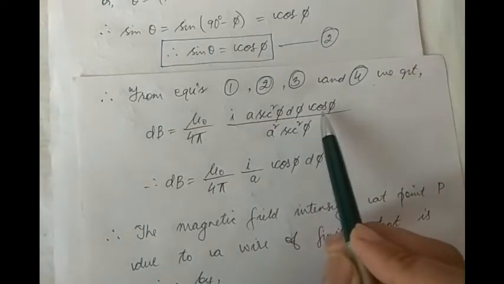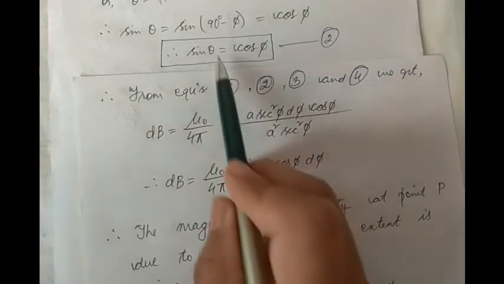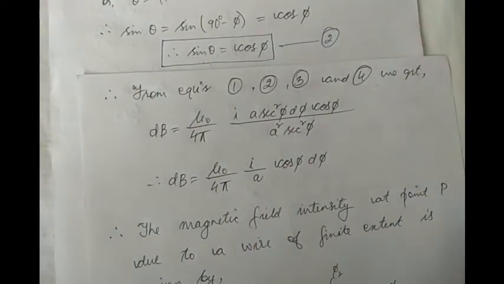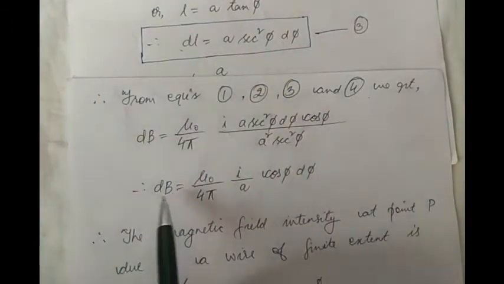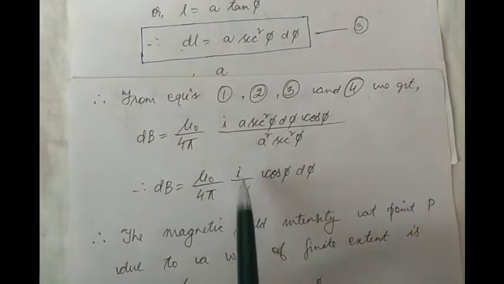Then sine theta was cos phi, so cos phi, you can see here, divided by r squared. Now r, we found r to be A sec phi. So r squared will be A squared sec squared phi, so that is exactly what we get. So we see that all of the different variables are expressed in terms of one single variable. Then we try to simplify it. So this A and one of the A's, they divide each other, sec squared phi, they divide each other. So what are we left with? We get dB is mu naught by 4 pi I upon A cos phi d phi.